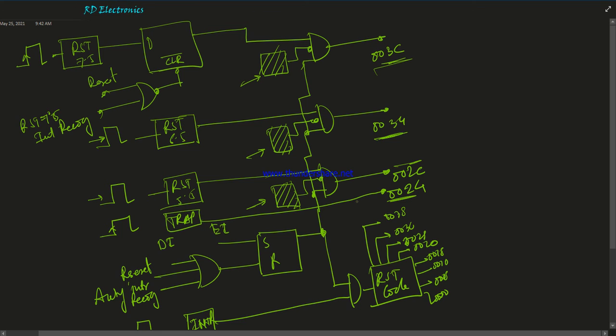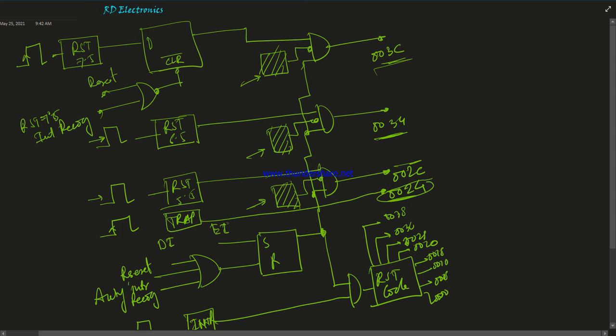TRAP. Here look, TRAP has no AND gate connection between the TRAP signal and the memory selection, because when TRAP is activated, it directly selects the 0024 memory address. Using these 3 bits we can mask RST 7.5, RST 6.5 and RST 5.5. The 3 interrupts are enabled using these mask bits.